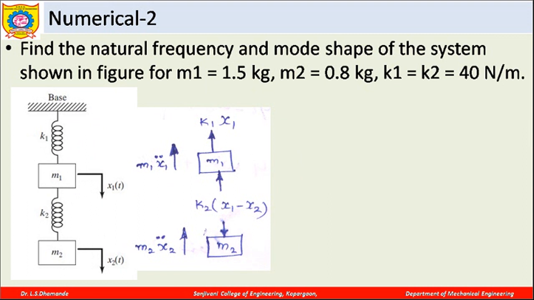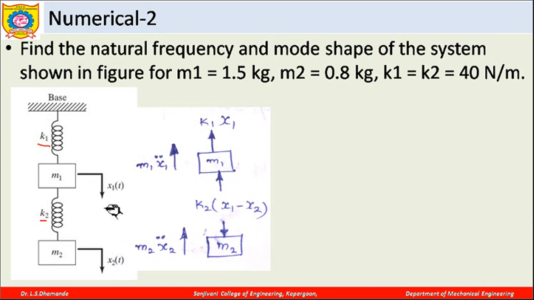m1 and m2 and spring stiffness k1 and k2. So this is the displacement of mass m1, x1, in the downward direction, and the displacement of mass m2, x2, in the downward direction. So first we have to draw the free body diagram of this mass m1.